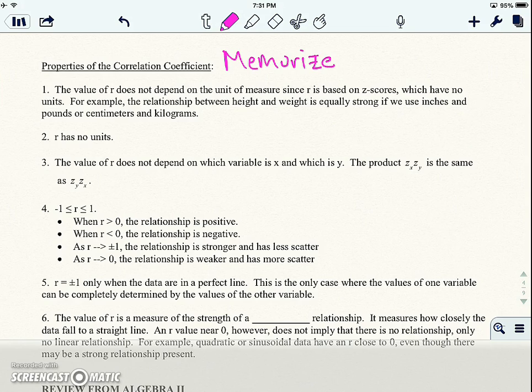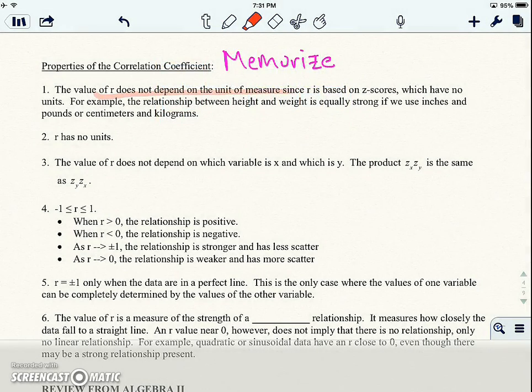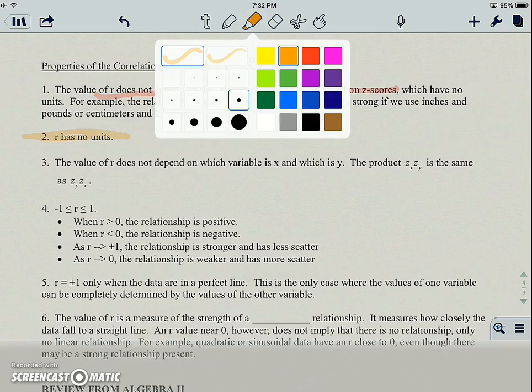First property, the value of r does not depend on the unit of measure since r is based on the z-scores. Even if we find it a different way not using the z-scores, r has no unit of measure. For example, the relationship between height and weight is equally strong if we use inches, pounds, centimeters, or kilograms. Property number 2, again, what we just talked about, r has no units.